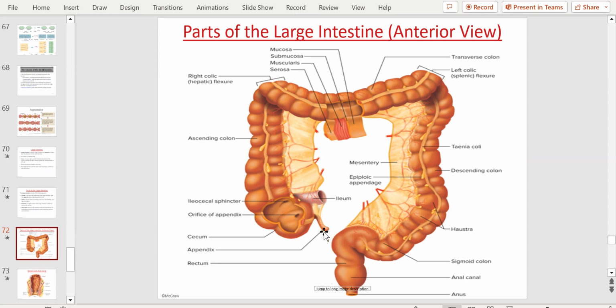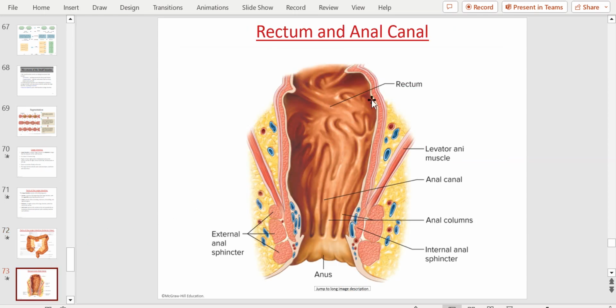So you see there is the appendix. Here's your cecum. This is the end portion of the ileum, the small intestine. The food comes in through here, and then you'll see there's your ascending colon, transverse, and then descending colon, ending there in the anal canal and the anus itself. There's a shot there of the anal canal, and here is your external anal sphincter that we have control over. Internal, we do not.